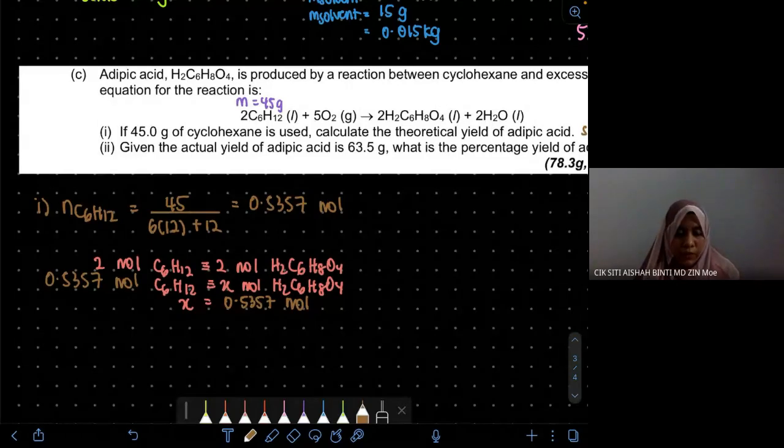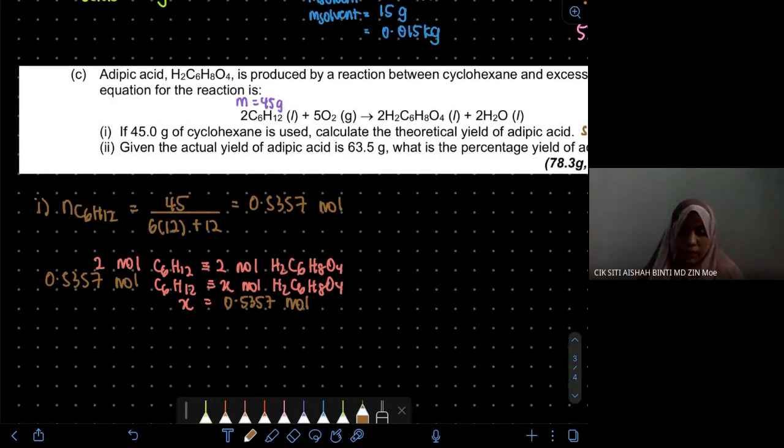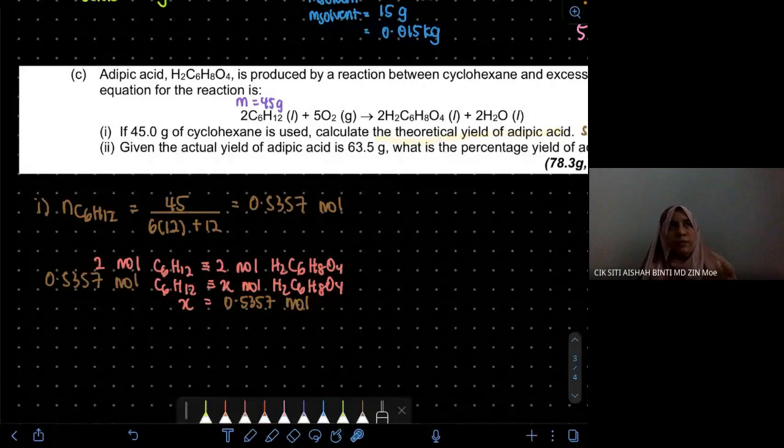Okay, so this is actually kita punya jawapan. Tapi not yet, it's not the final answer yet. Dia minta calculate their theoretical yield. Okay, yield ni is actually it meant by product yang tangible, yang kita boleh nampak.